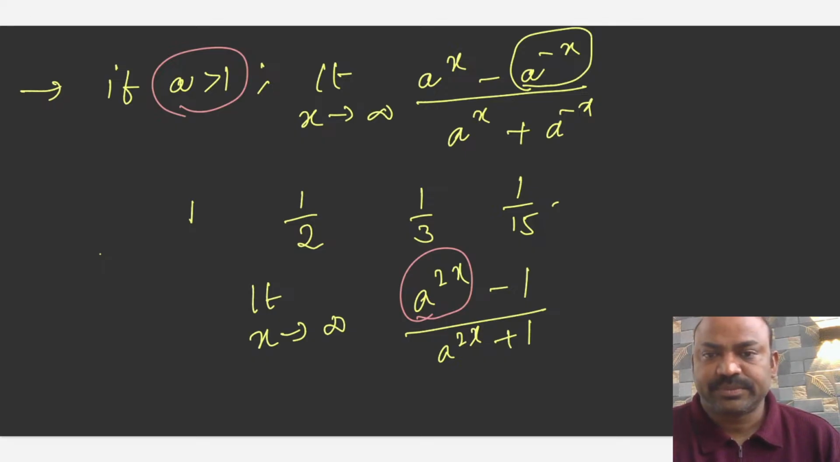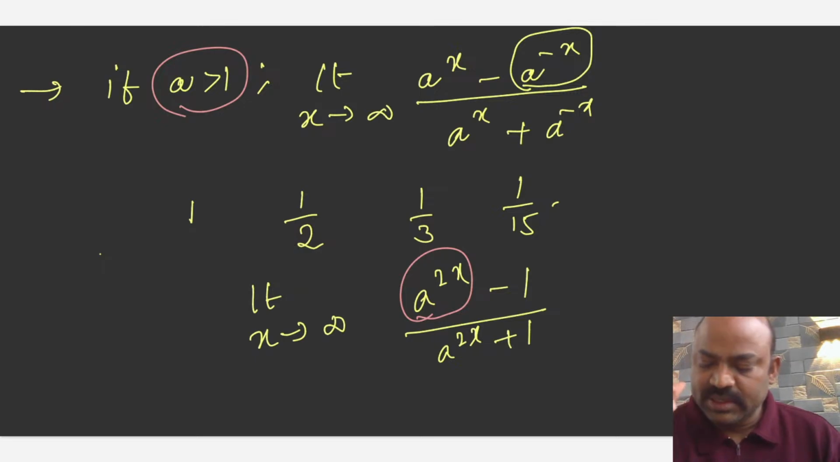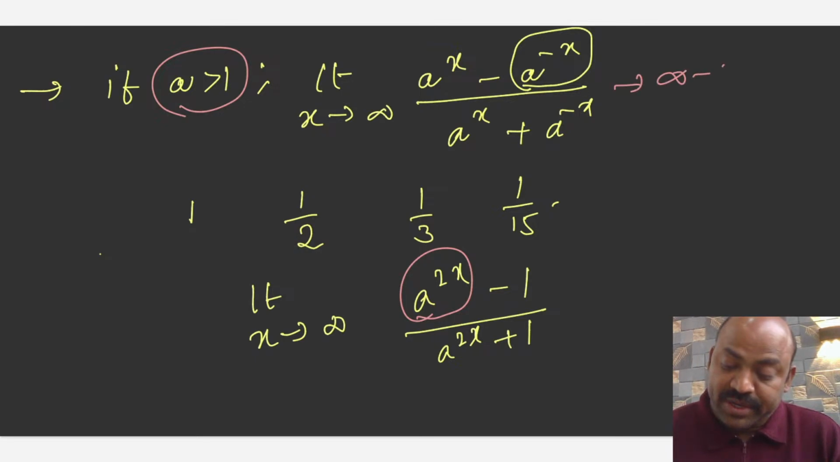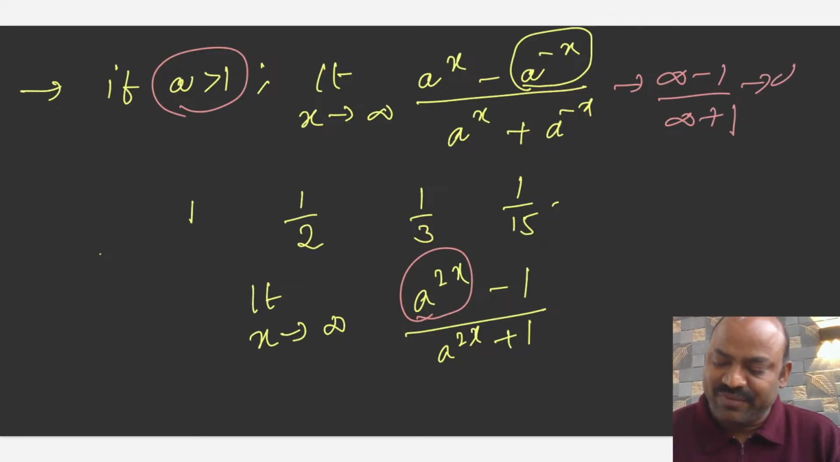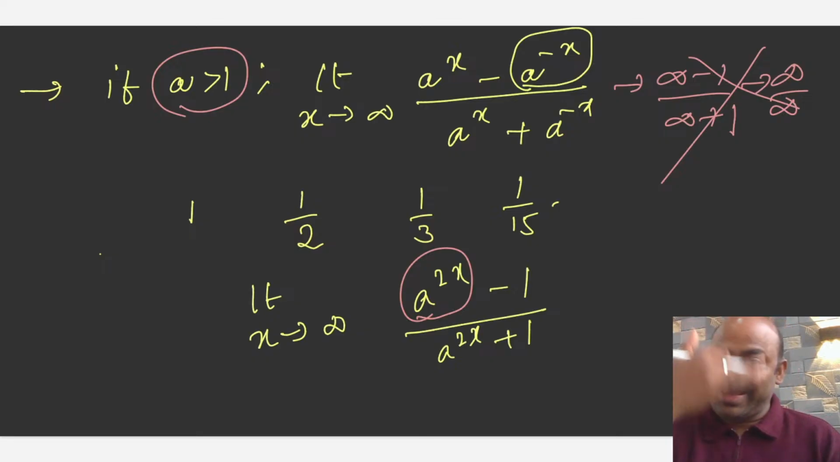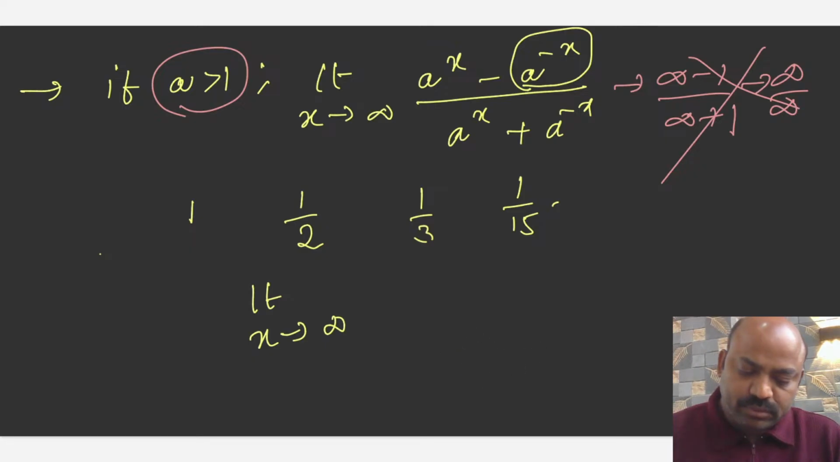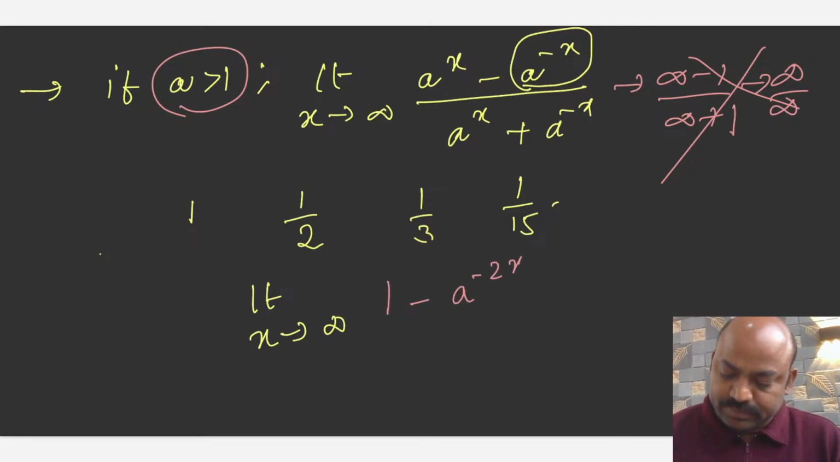Am I clear or not? 1 or infinite? So you are getting something like infinite minus 1 by infinite plus 1, which is infinite by infinite. So it's none of our list. Now what you have to do is instead of taking a power minus x out, take a power x out. This is the opposite way. What will I get? Now the answer is very clear.